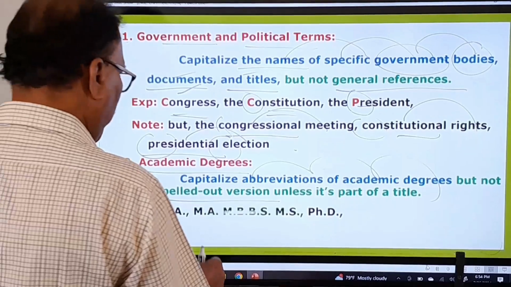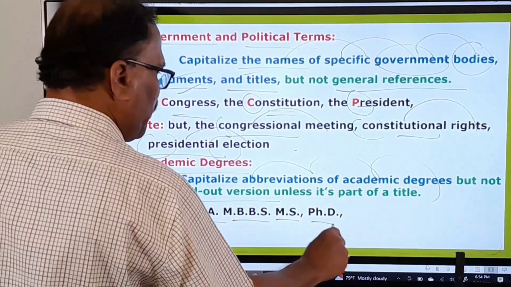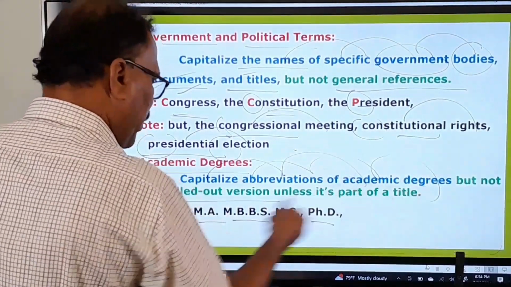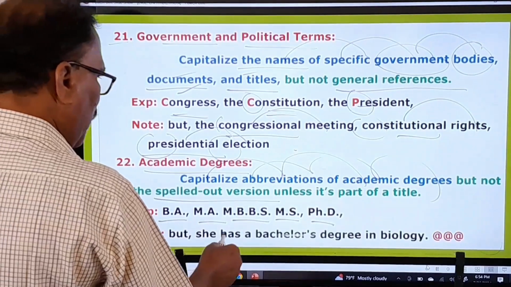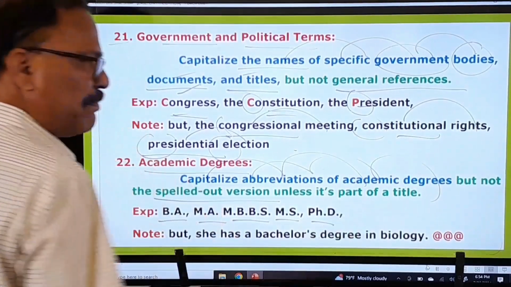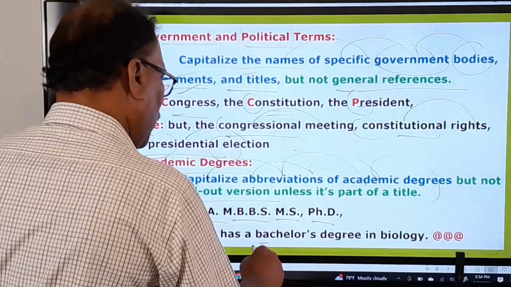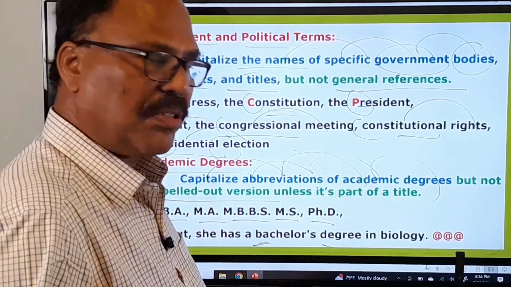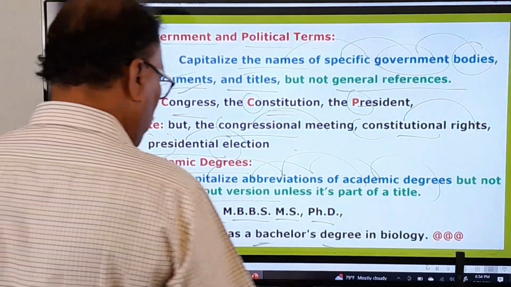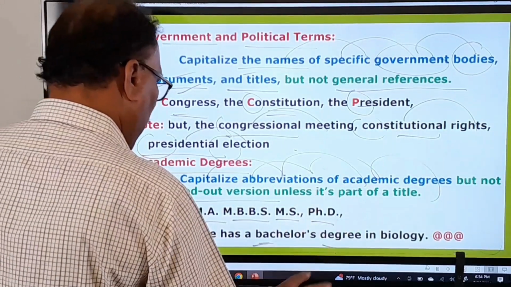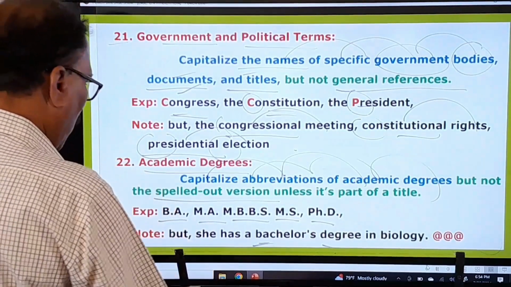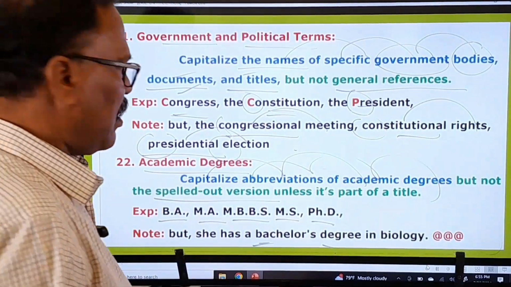Okay, here you pay attention. BA, MA, MBBS, MS, PhD, these are all abbreviations of academic degrees. But here you see, she has a bachelor's degree. Bachelor's. So here it is not capitalized, bachelor's of arts degree. Okay, bachelor's of arts degree, so whatever it is, in biology something. Okay, yes. Now let's move on to learn other rules.